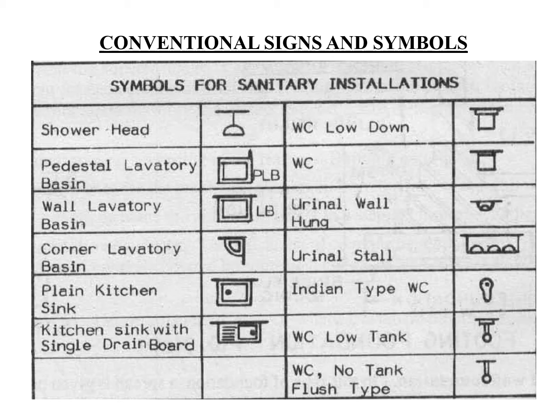It starts from shower head, pedestal lavatory, wall lavatories, corner lavatory basins, plain kitchen sinks, kitchen sink with single drain boards, and the water closets low down, water closets, urinal wall hung, urinal stall, Indian type of water closets, water closet lower tank, water closets with no tank for flush tank.